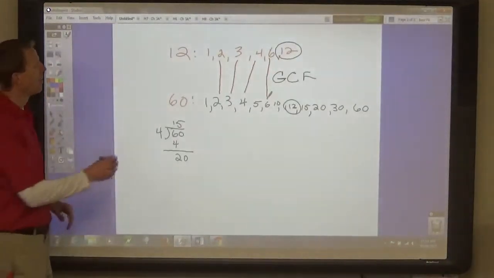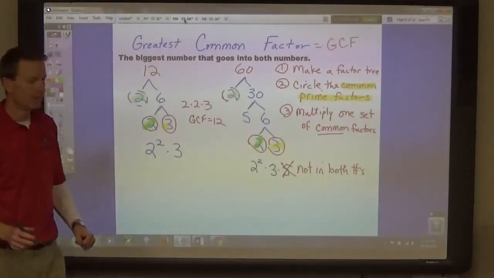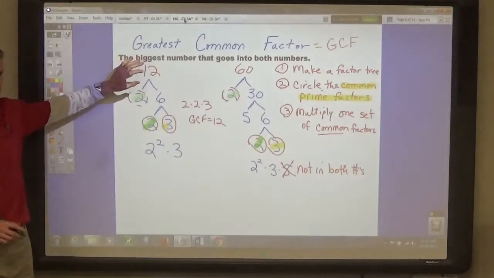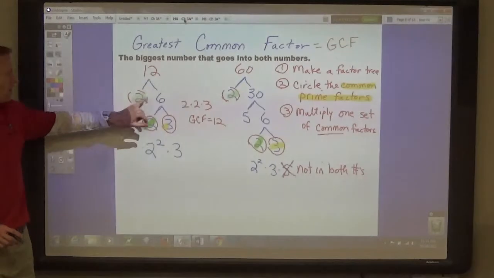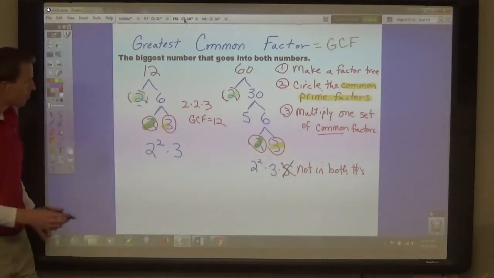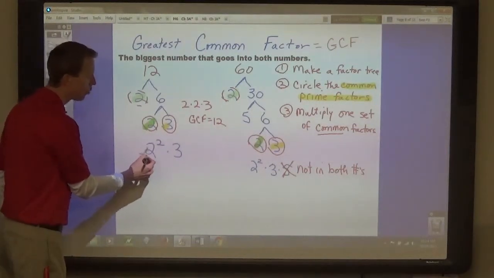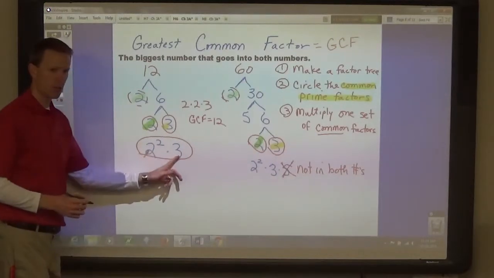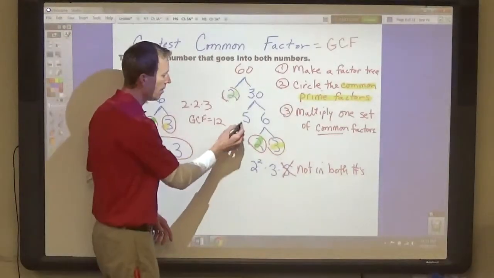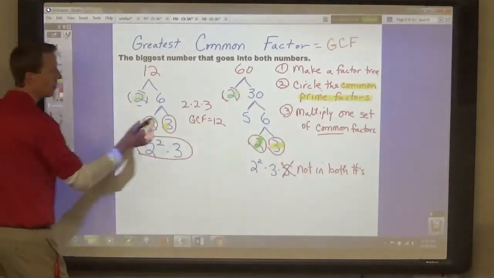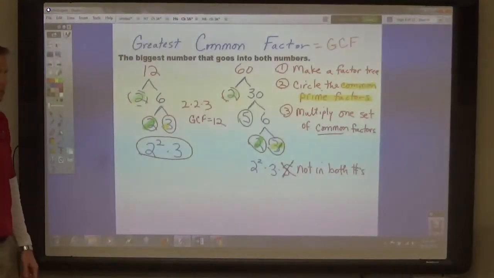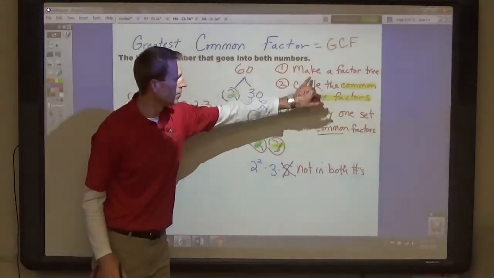Okay? Now, class, there's another way. And this way I think you're going to find is a little easier. This way is using our factor tree. So, when we factor the numbers and find the prime factorization, we find that we can make 12 by using 2 squared times 3. And you can make 60 by using 2 times 5 times 2 times 3. So we're finding all the prime factors.